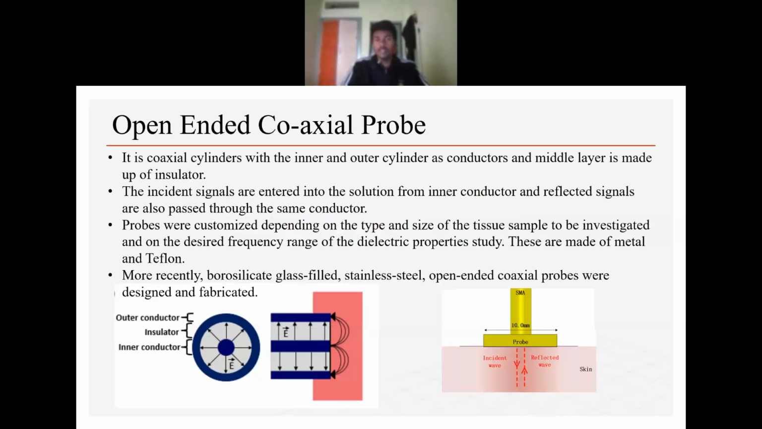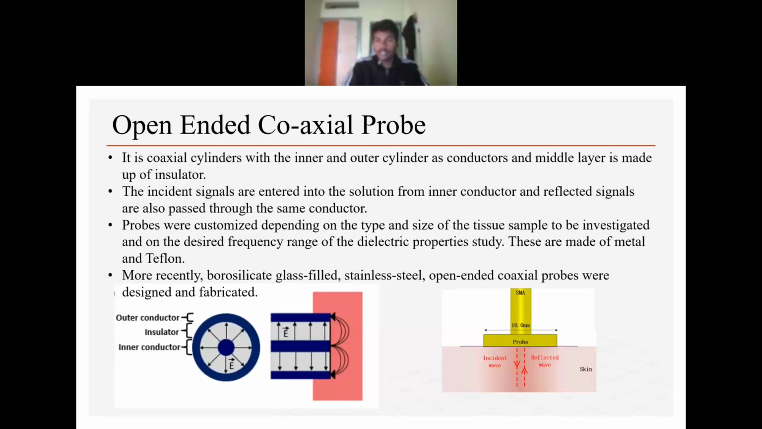So being a liquid solution, we cannot use a two-port system directly. For this, a single port system is used. In a single port system, only one S matrix is generated, and for that single port, we'll be using a probe called an open-ended coaxial probe.